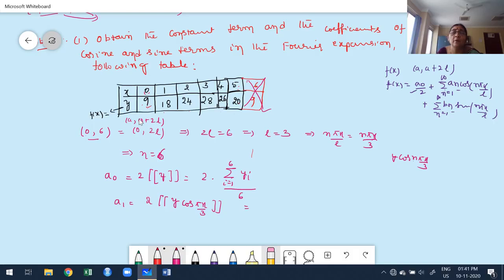What's the formula for the mean for i ranging from 1 to 6? You have x and y values, so make it yi cos of pi xi by 3, divided by the total number of values, which is 6.